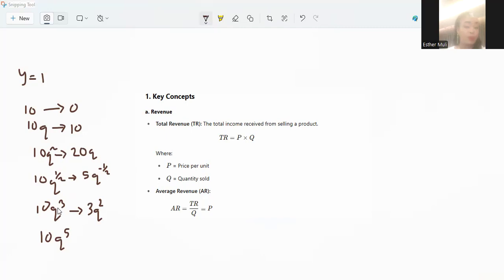So what's the derivative? 3 times 10 is 30. Then subtract 1 from the power, and it becomes 2. So 30Q squared. Try to differentiate the last one, 10Q to the 5.